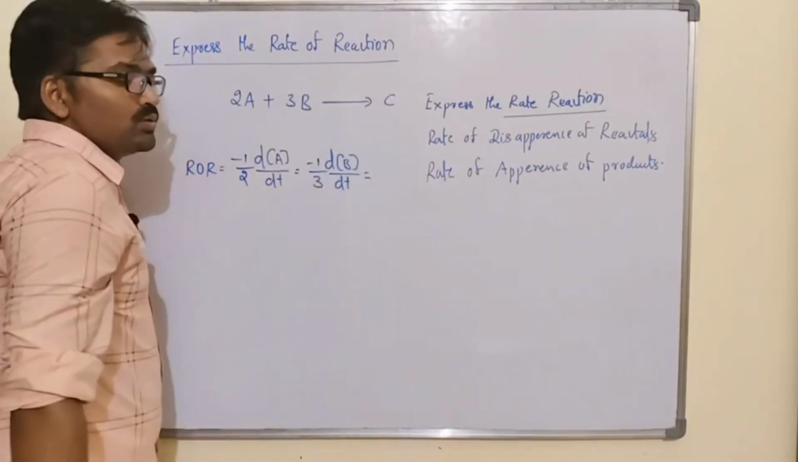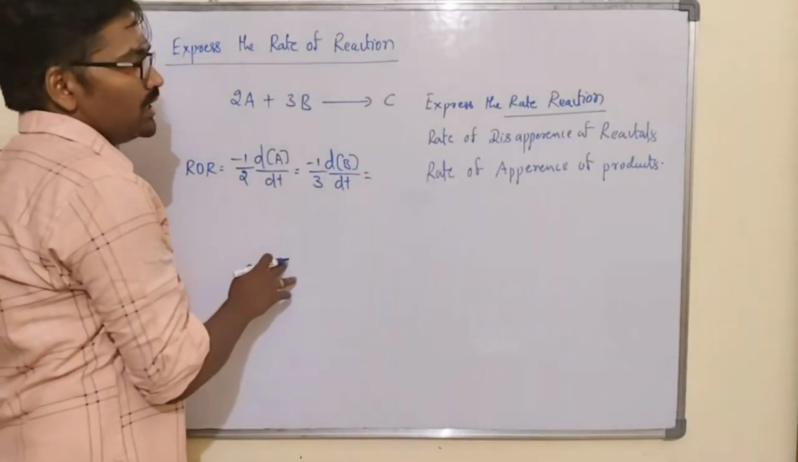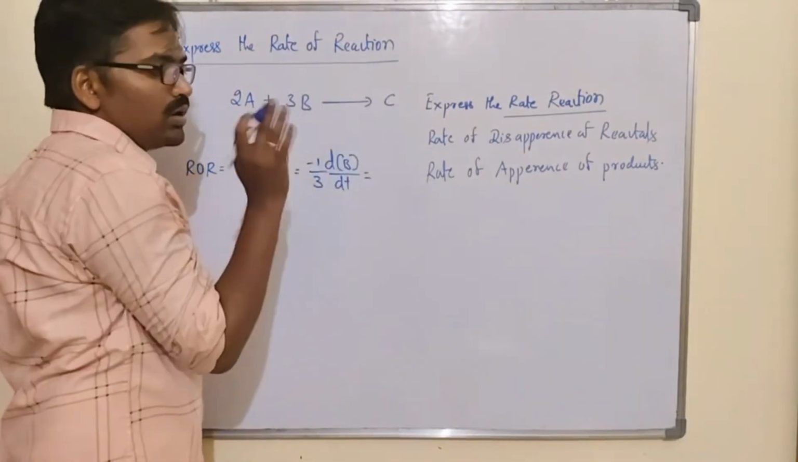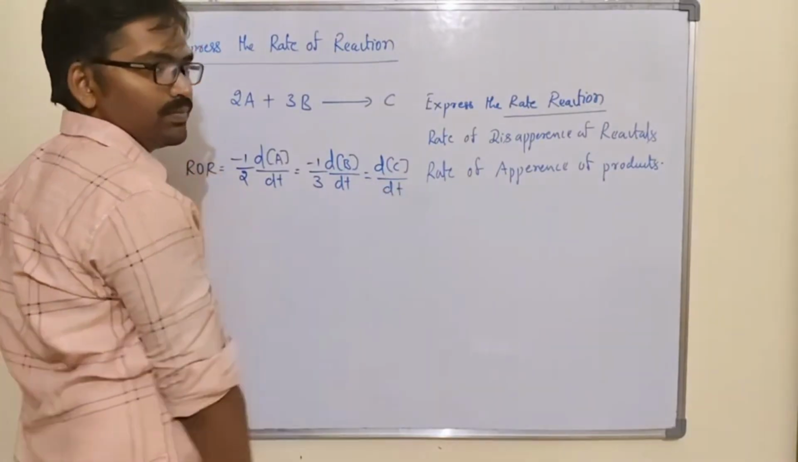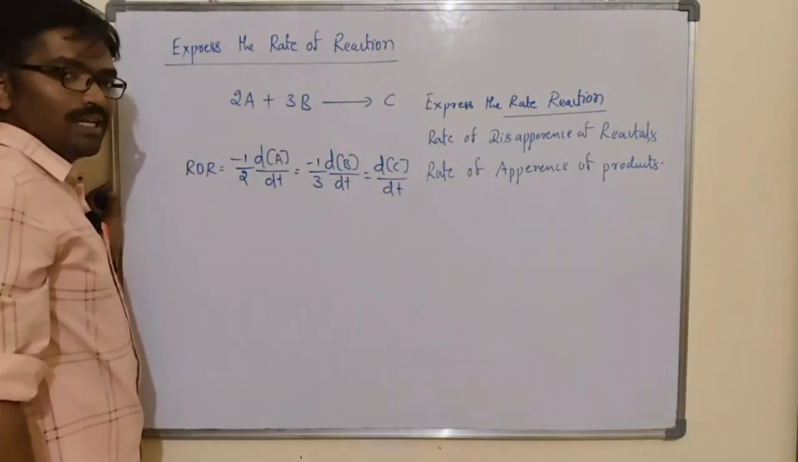In case with respect to C, we need not use a positive sign. Even the stoichiometric coefficient is also not there. So simply we can write it as dC divided by dt like this. So these are the rate of reaction expressions.